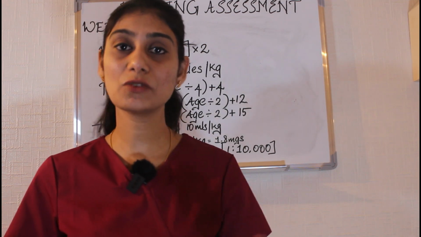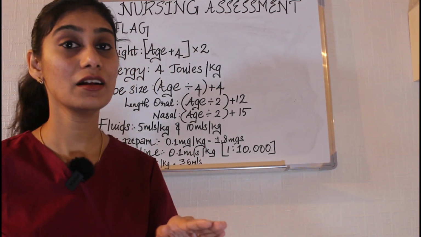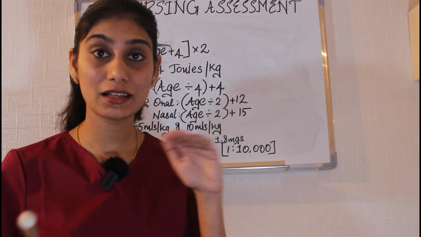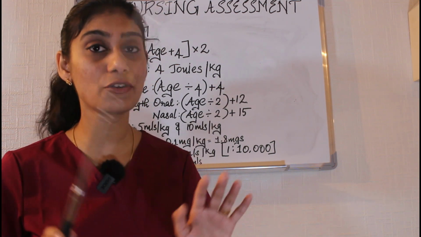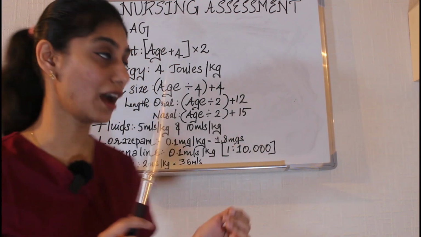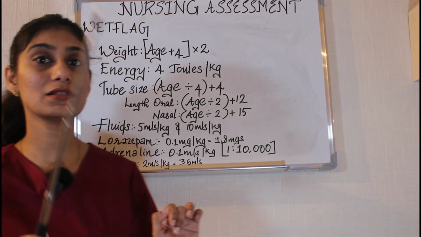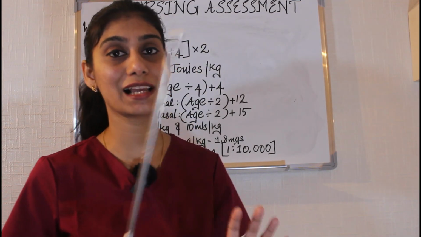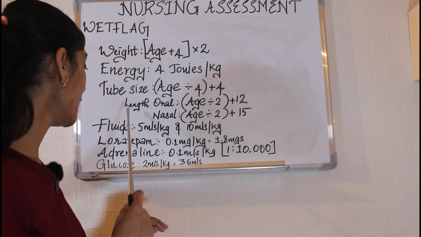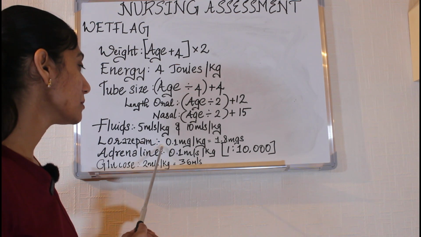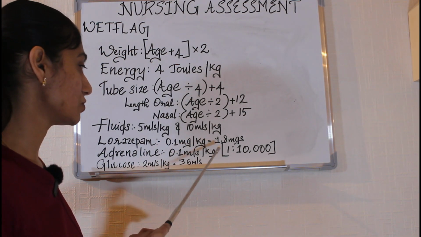After the third attempt, we have to wait until we go for another inotrope or something, but I'll go deep into all those things. But now 10 ml per kg is the standardized formula to calculate the fluids. And then lorazepam. Lorazepam is 0.1 milligram per kg.